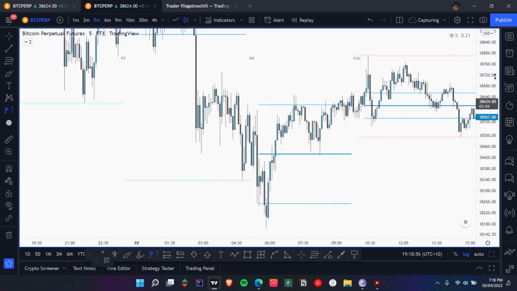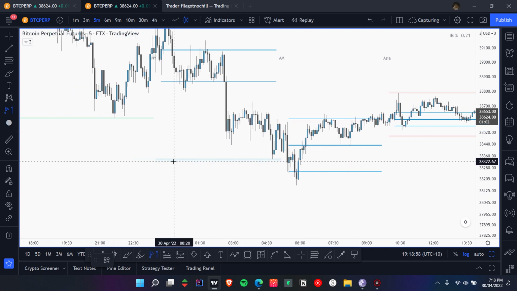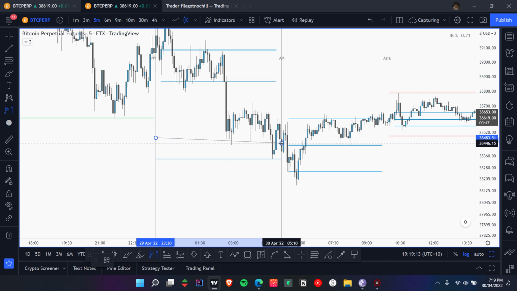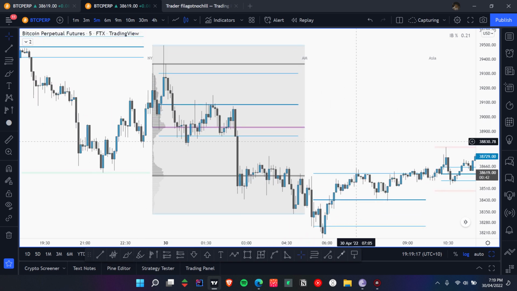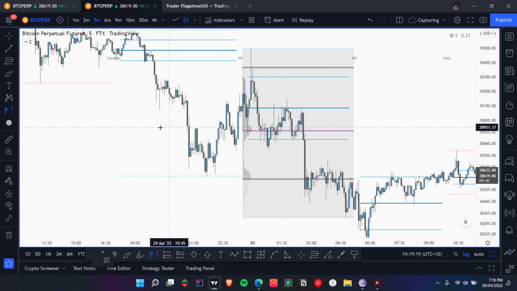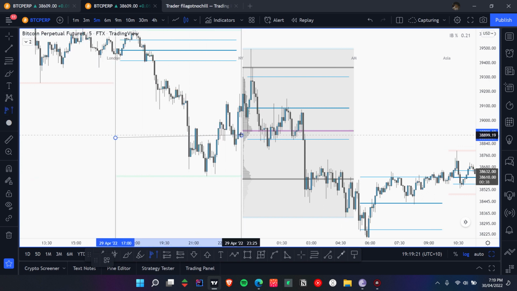So for this illustration, we are going to test out the aftermarket session. I'm going to show you a lot of examples. So this was the beginning of session, this was the ending of session, previous session. All right, this was the beginning of session, this was the ending of the session.